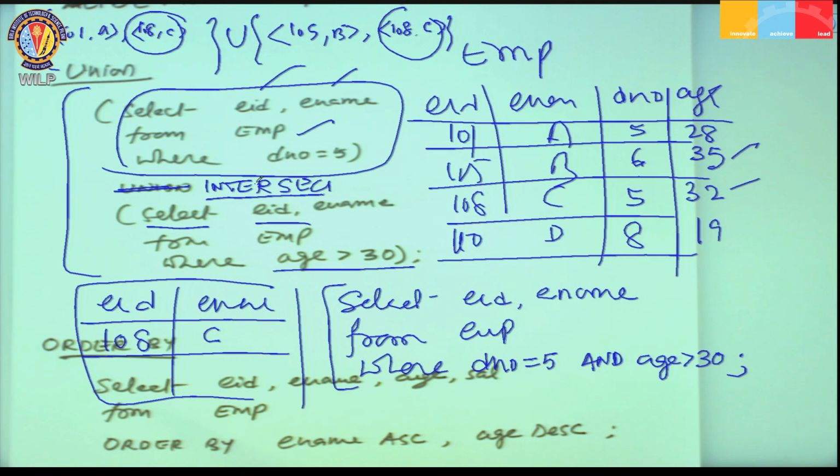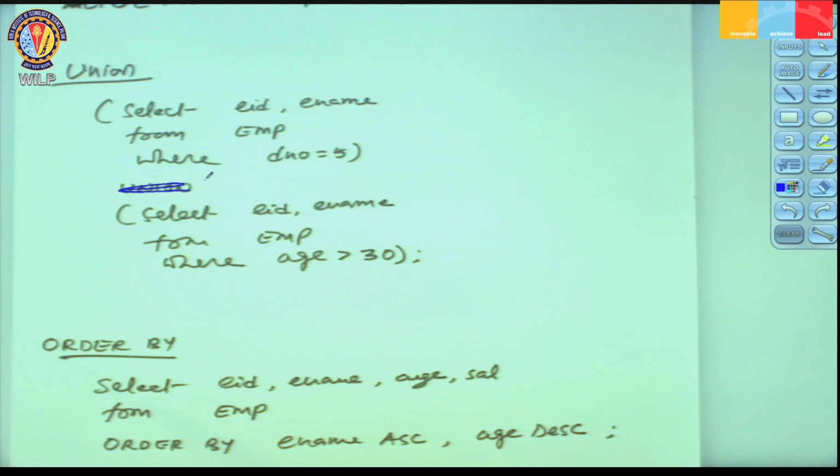Then it will give me the result. This is how I am writing this query. Of course this is not union, intersect is the keyword that needs to be used here. So the first query will give you the set of employees who are working in department number 5. The second set will give you the employees who are having age greater than 30. Then if you perform the intersect operation, that will give you the employee IDs and the names who are working in department number 5 and who are of age greater than 30.